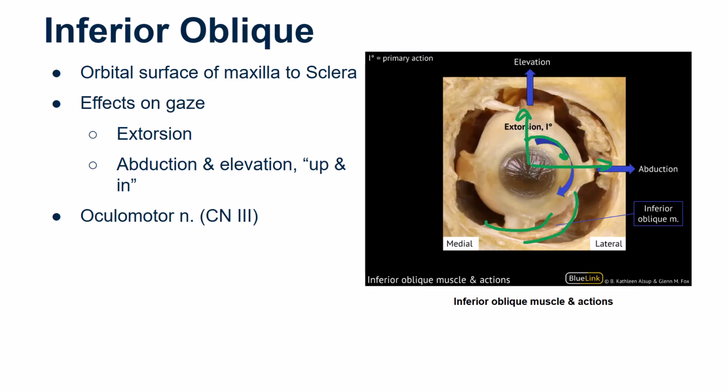So one thing that you may have realized by now is that superior and inferior rectus muscles are going to adduct, whereas the obliques are going to abduct. So that's one of the ways that I can keep these straight in my mind.